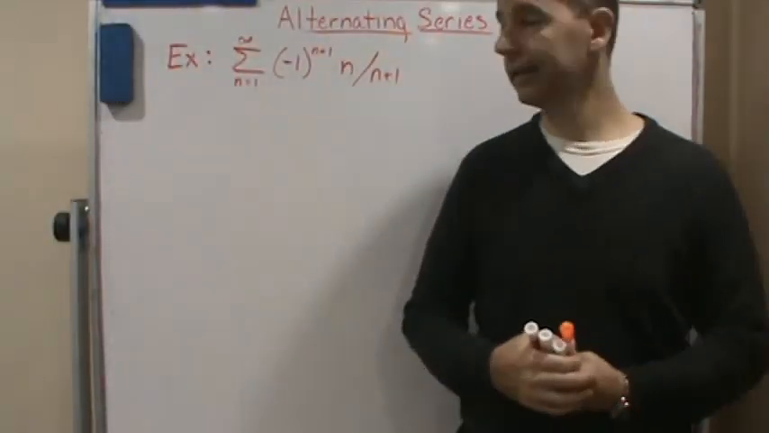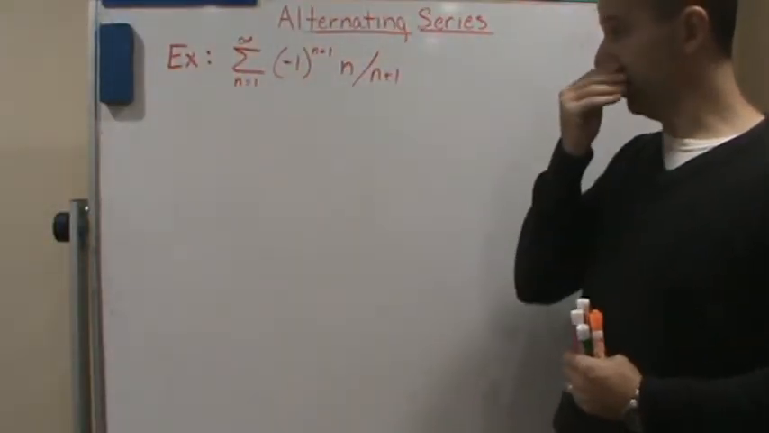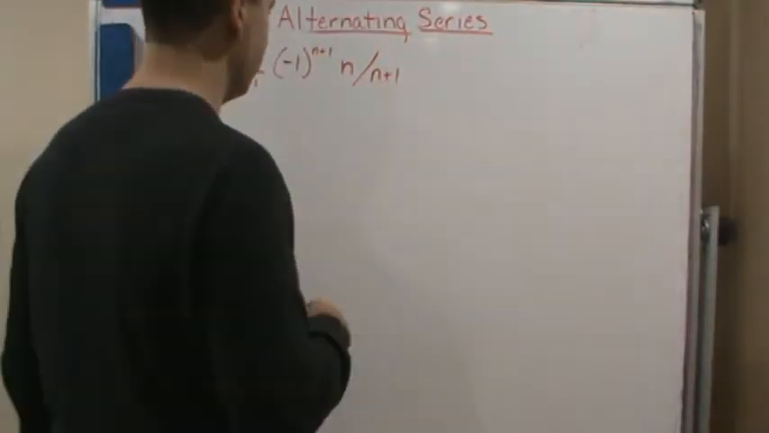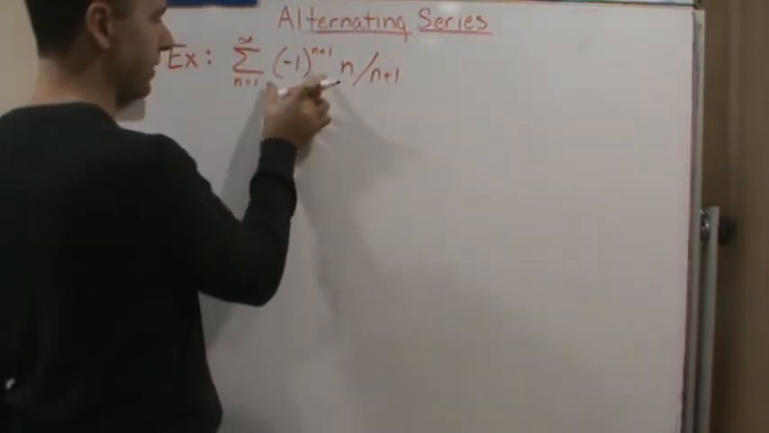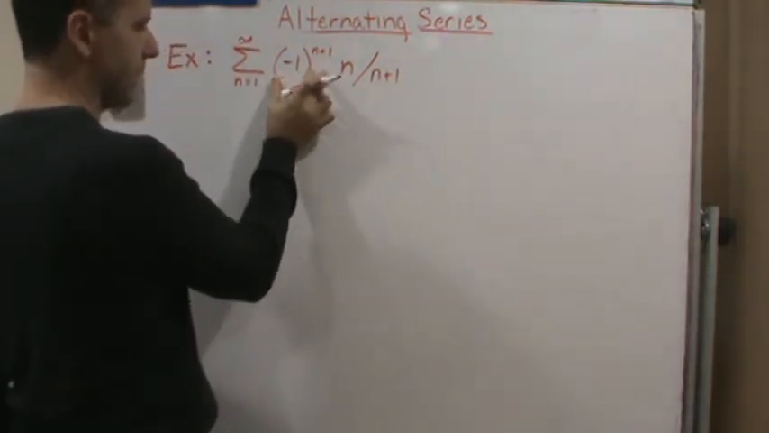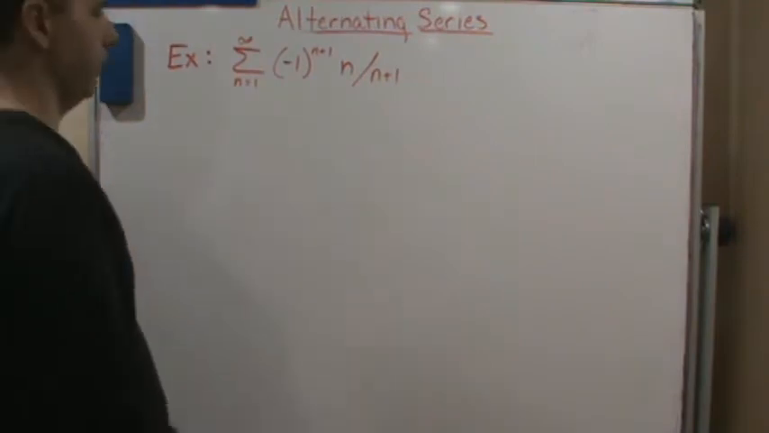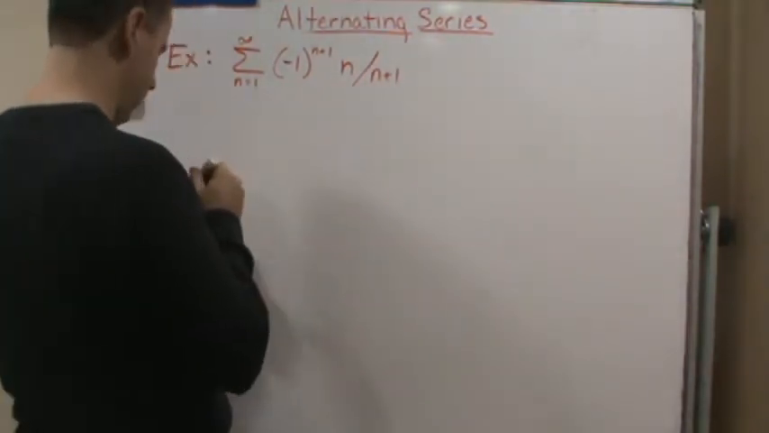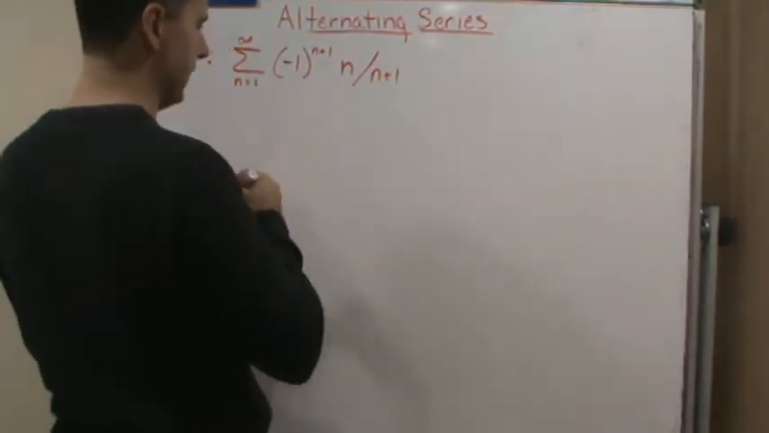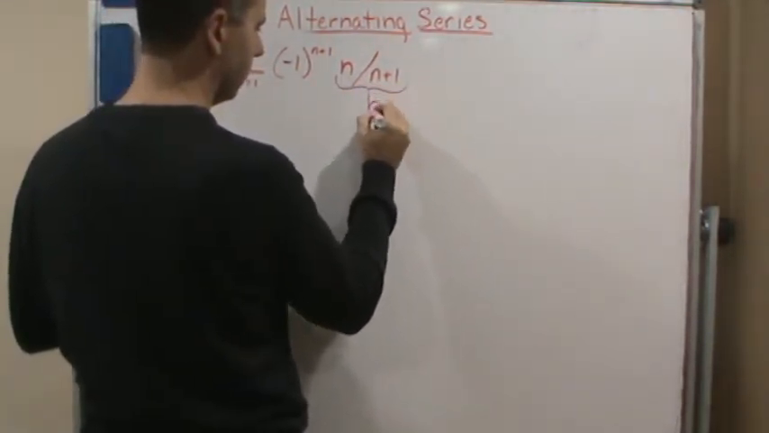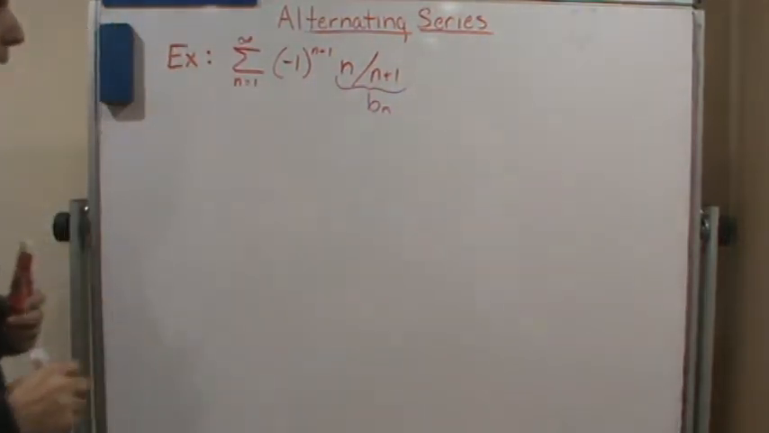Okay, so welcome back. So now let's look at this one here. So again, I'm going to rewrite this so we can see easily what the b term is. So basically, the b is everything except the negative 1 to the power, right? So this is going to be our b sub n. Okay?